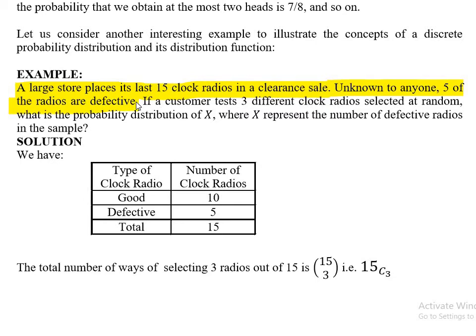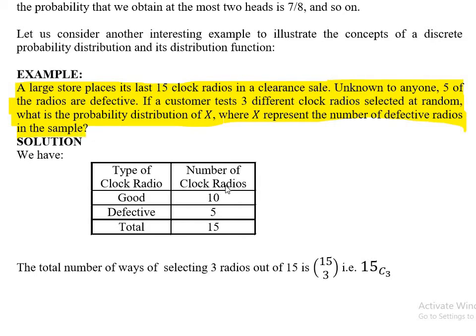No one knows that. Even the storekeeper does not know that 5 of them are defective because they are on sale. So it's your luck now if you pick a good one or a defective one. If a customer tests 3 different clock radios selected at random, out of 15 he selected 3 clock radios and tested them. What is the probability distribution of X, where X represents the number of defective radios in the sample?